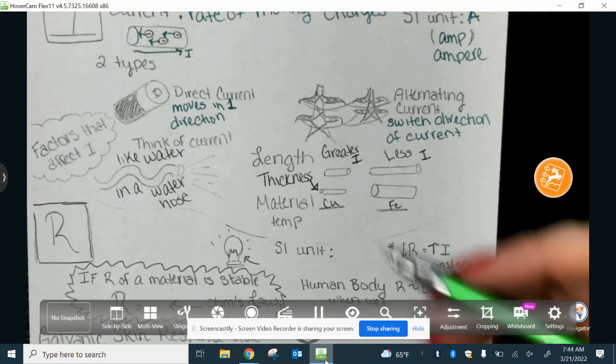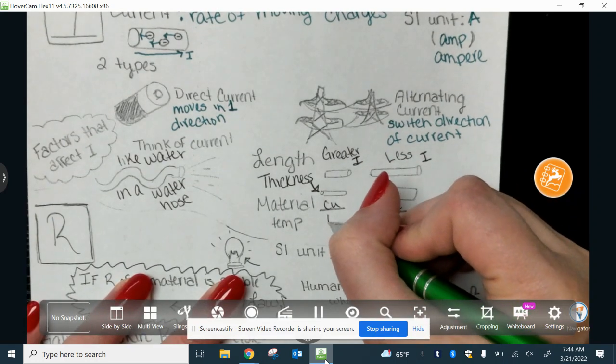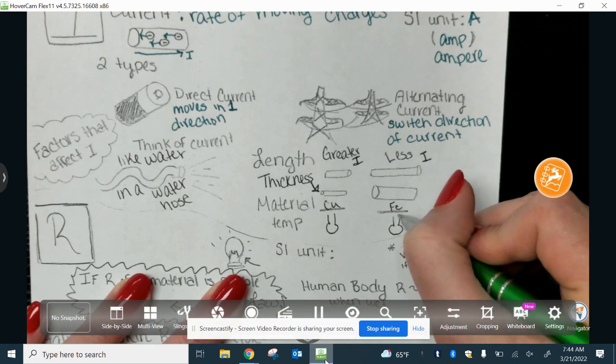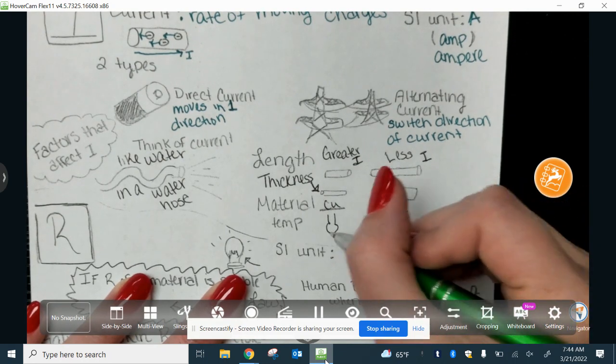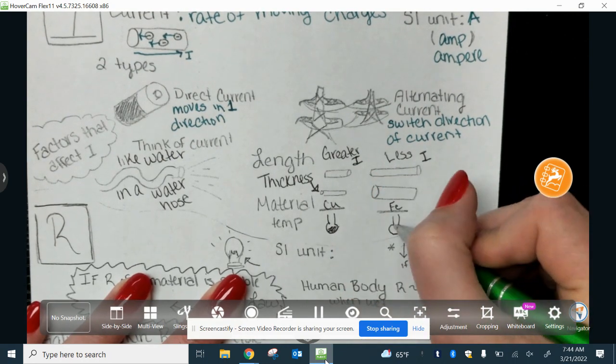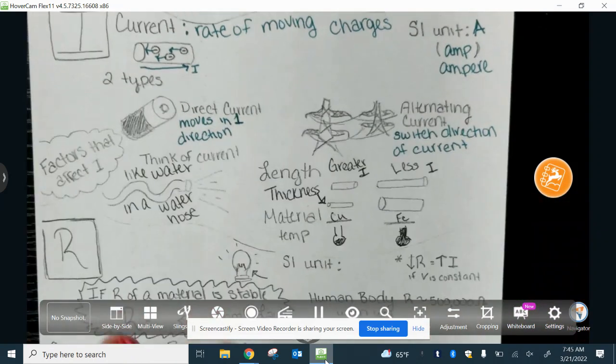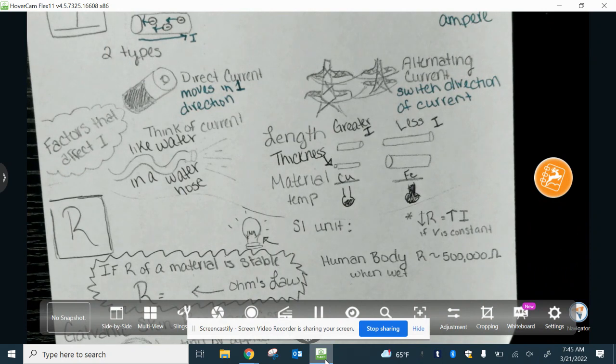And the last one is temperature. Has anyone ever been in a server room? Yes. Hot or cold? Cold. It's cold. That colder temperature is going to lead to a greater current. That's my thermometer. You're welcome. I'm doing the best I can here.